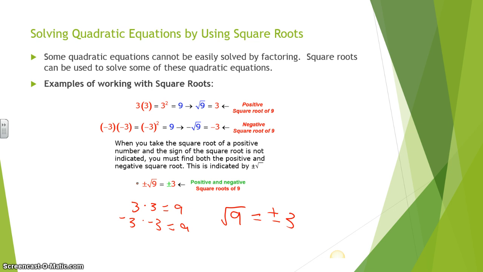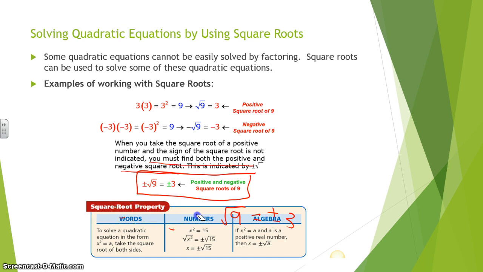Also something to think about here, when you take the square root of a positive number and the sign of the square root is not indicated, you must find both the positive and the negative square root. It's shown here as well with the plus minus square root of 9, so you'd get plus minus 3, positive and negative 3. So you must find the positive and the negative square root.